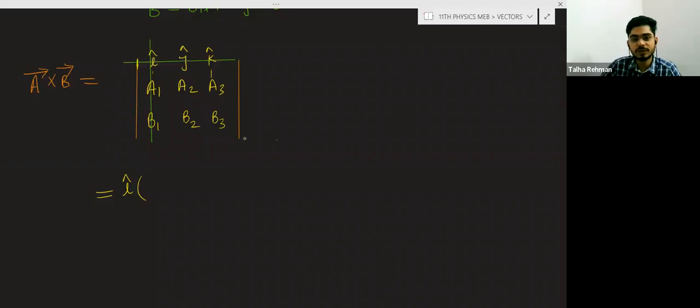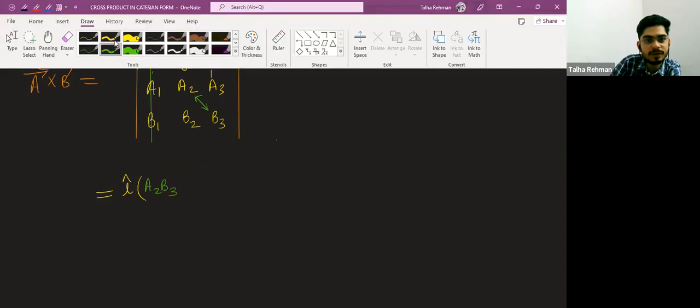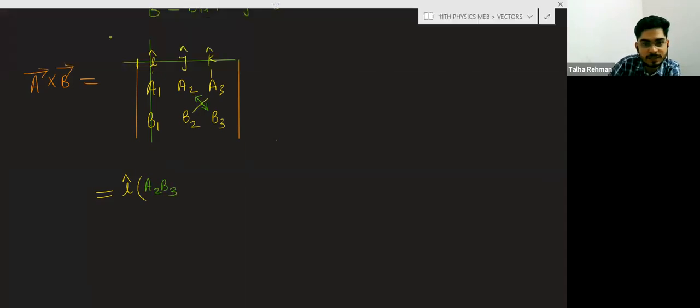And what will you do now? You will just multiply this with this. What will be the multiplication? A2 B3. You will write here this A2 B3. Then you will multiply this with this, and here you will write a minus sign, and after that you will multiply B2 A3. Got it?